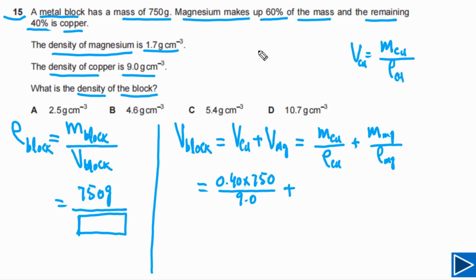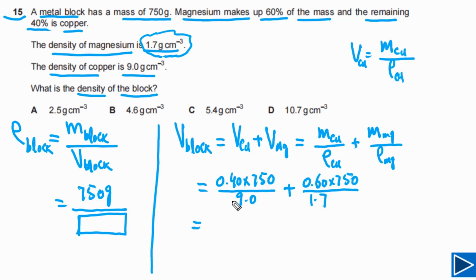That means 60% of the mass of the block is the mass of magnesium. So we will be multiplying the total mass with 0.60. This is multiplied by 750, divided by the density of magnesium, which is given here. This is the density of magnesium, so we can simply divide this by 1.7.